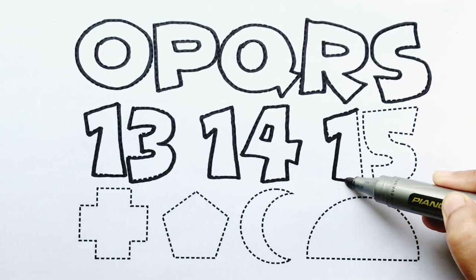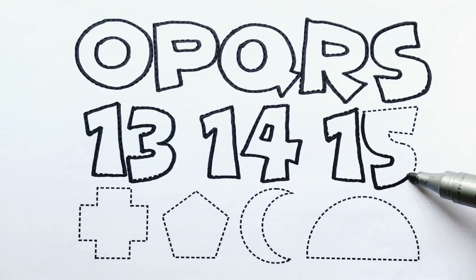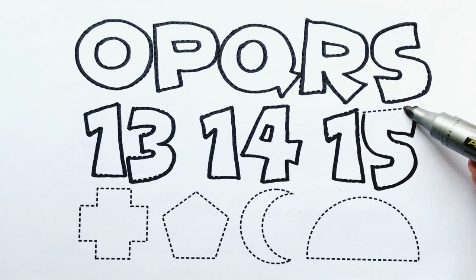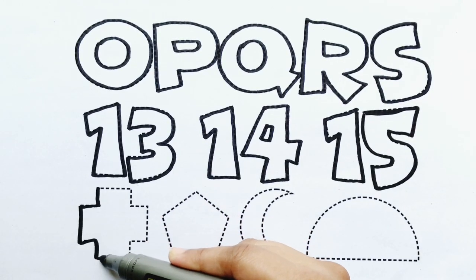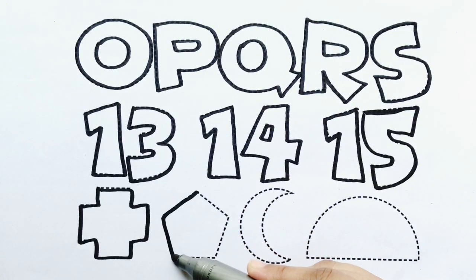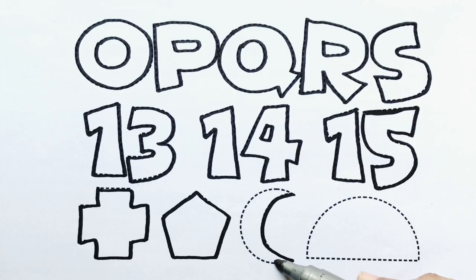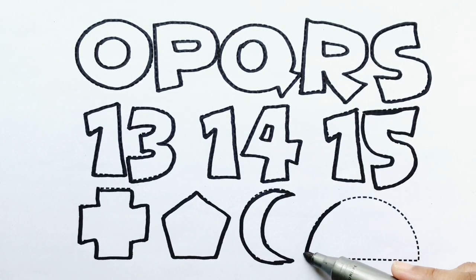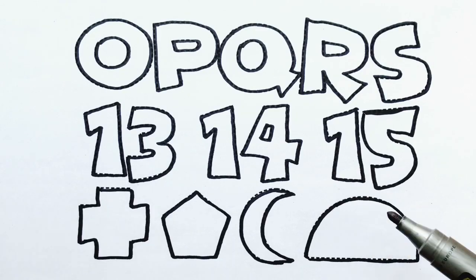And 15. E, F, G, H, I, J, K, L, M, N, O, P, Q, R, S, T, U, V, W, X, this shape is plus, now I know my ABCs. Pentagon, next time, won't you sing with me? Moon, and last shape is semicircle.